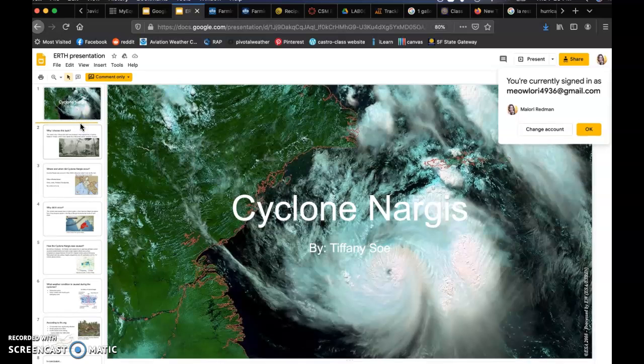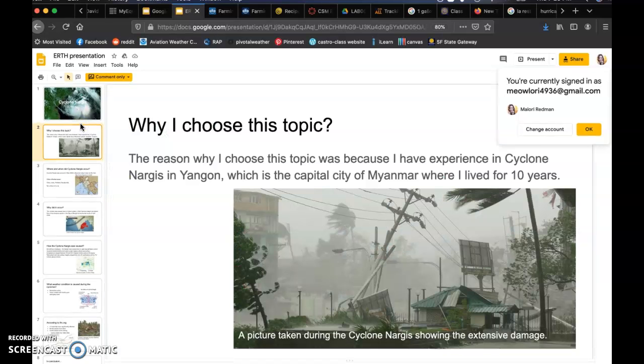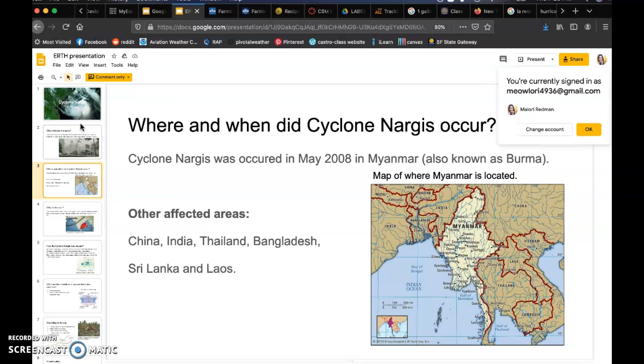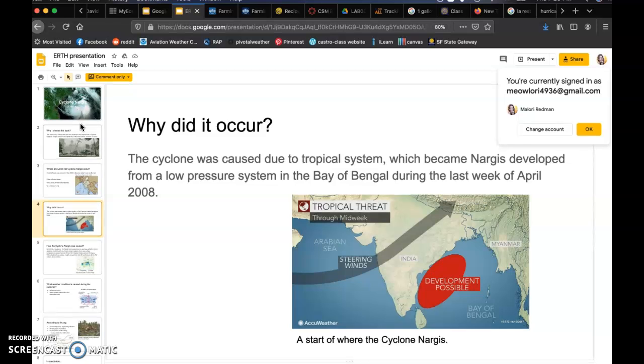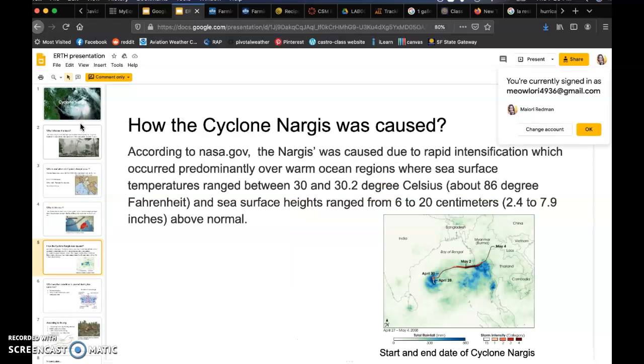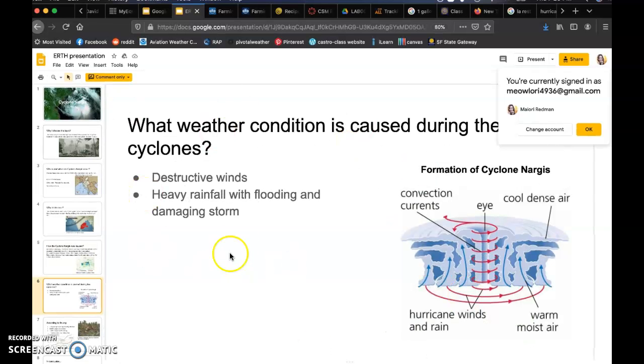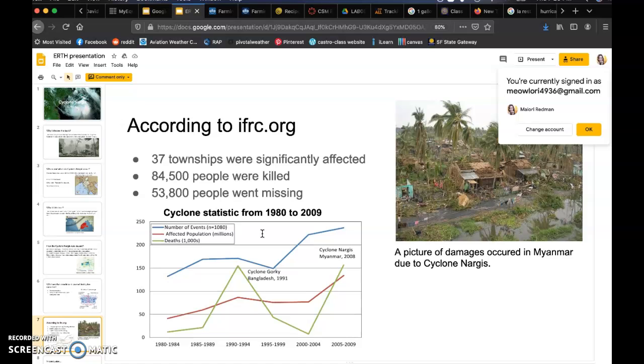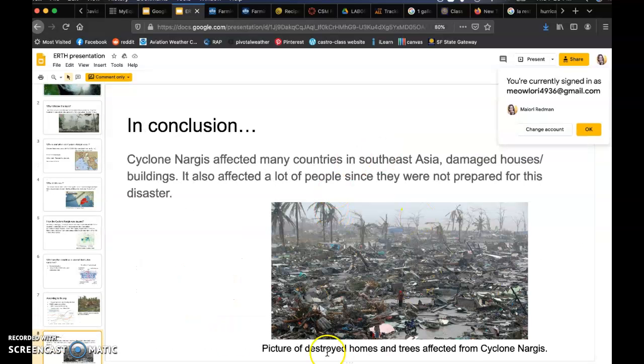So she has her introduction, why they chose it, where and when the cyclone occurred, why it occurred, how it was caused, basically kind of going back into that why and how, what kind of weather conditions caused it, and some of the damages that were done. So lots of people were killed and went missing. Myanmar is a really third world nation, so that's not surprising really. And in conclusion, another picture.